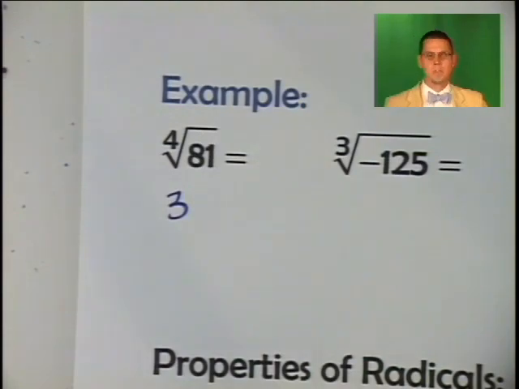Is there another one, though? What about negative 3? Negative 3 times negative 3 is positive 9. Times negative 3 is negative 27. It's negative again. But times another negative 3, negative times negative is positive.